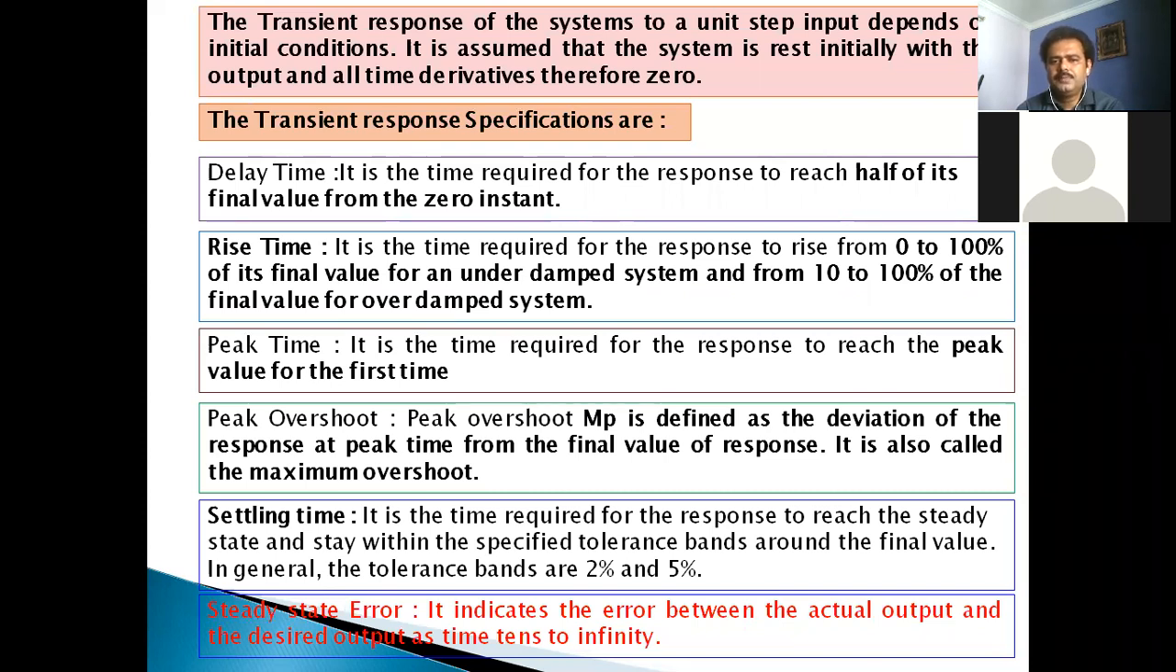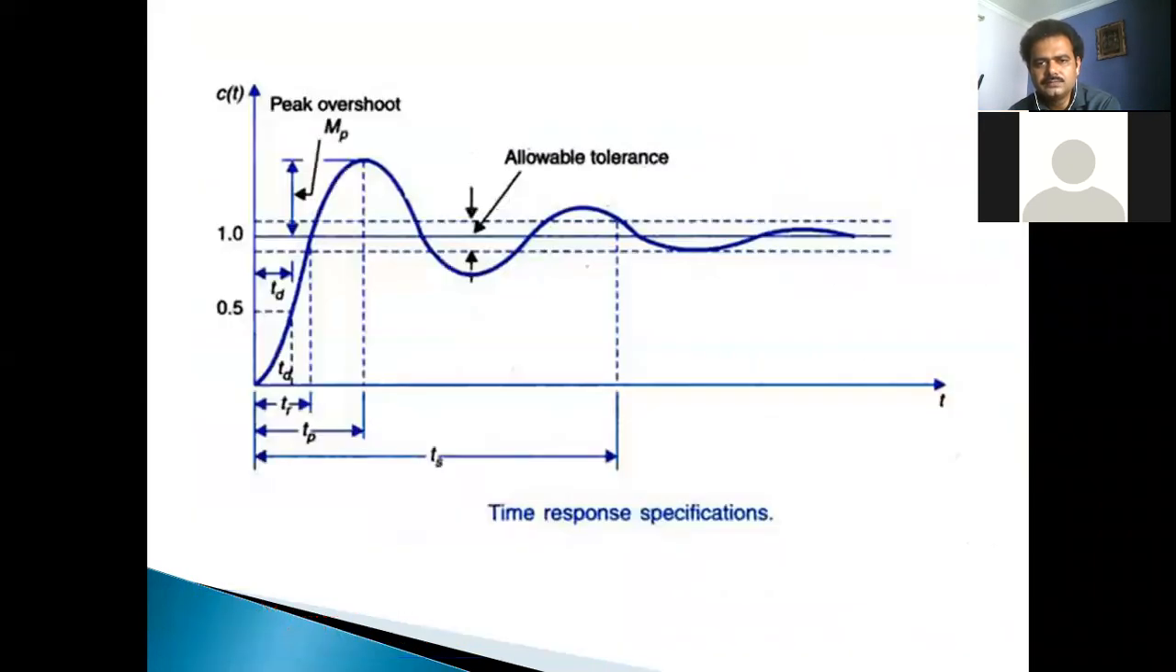Peak overshoot, which I told you is represented by MP, is defined as the deviation of the response at peak time from the final value of the response. I have just shown this in the figure. So this is the final value, but this one is the peak value. This is called peak overshoot, very important one.